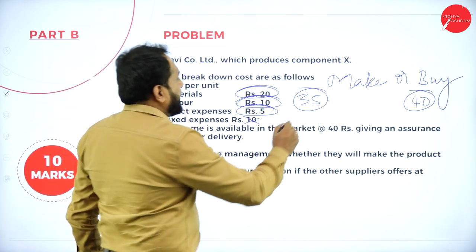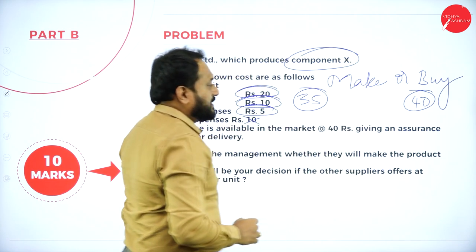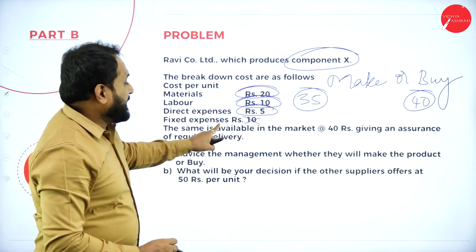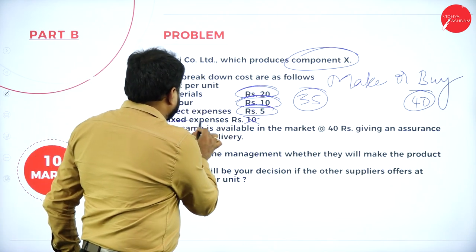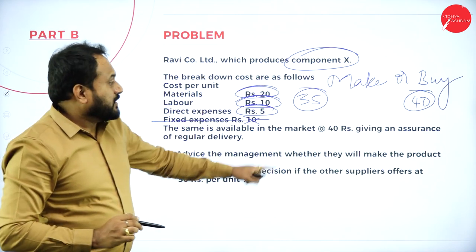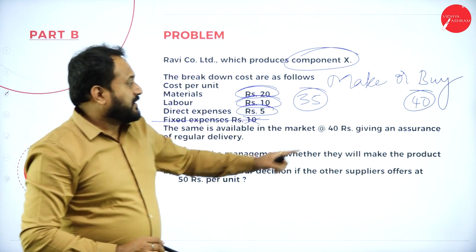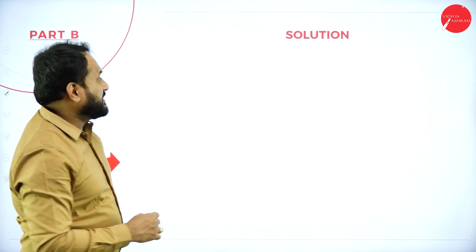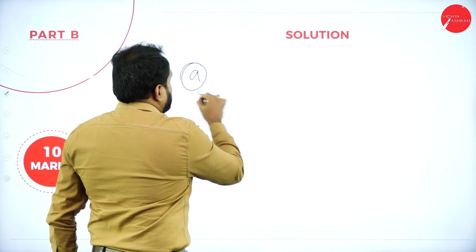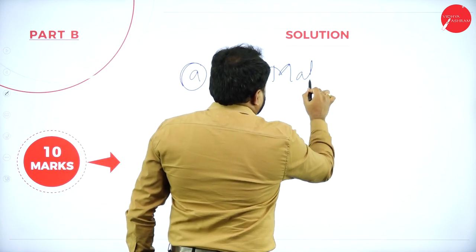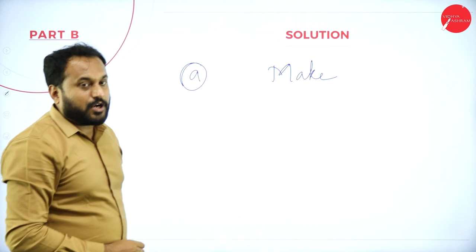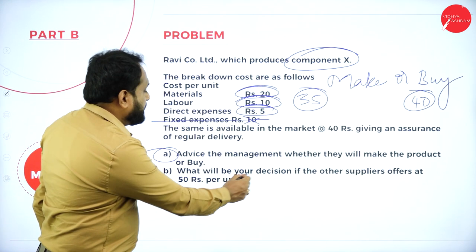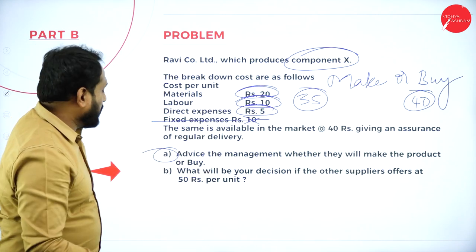Now there is something called component X. If I make component X, it is 35 rupees because I need to subtract fixed expenses. So I have not taken fixed expenses, I have deleted fixed expenses. The making price is 35, if I buy it at 40, now you tell me the answer for A. The answer for A is very simple here. Answer A, I will make the product.